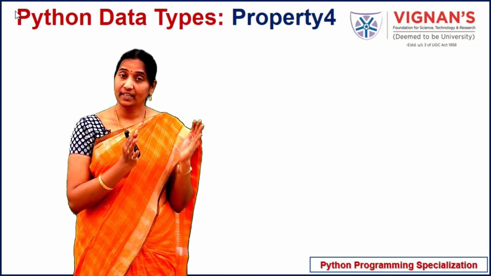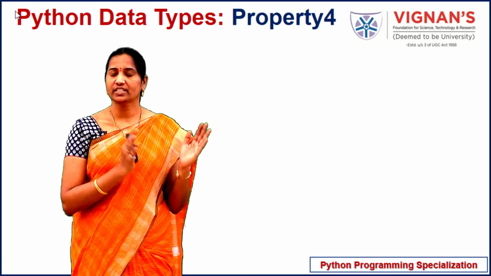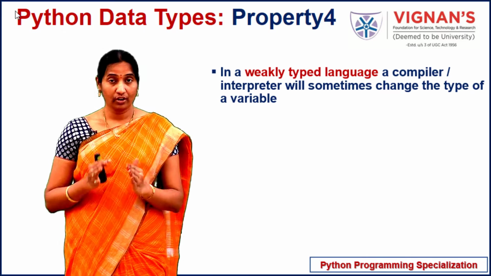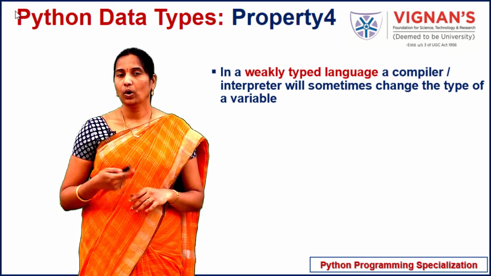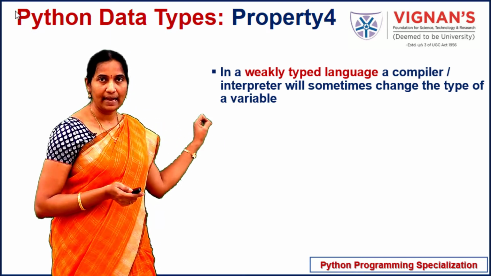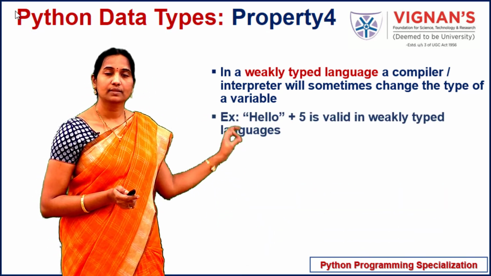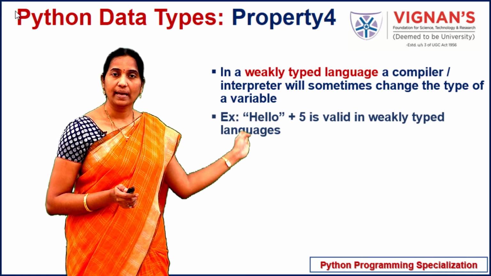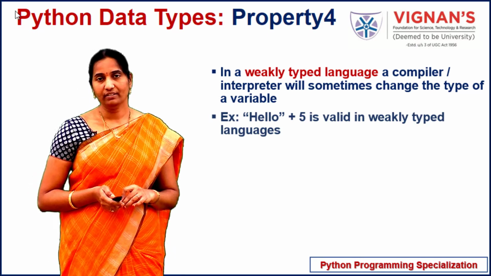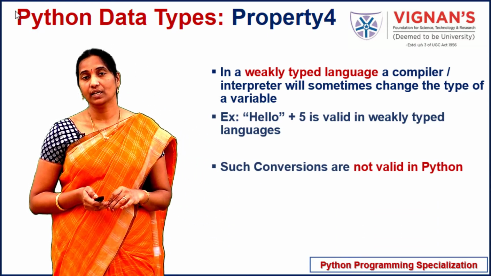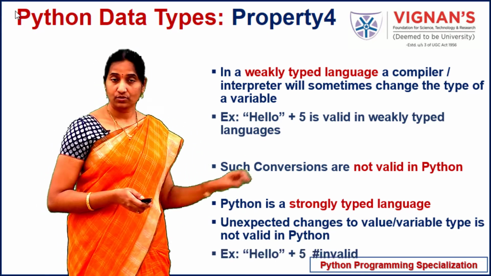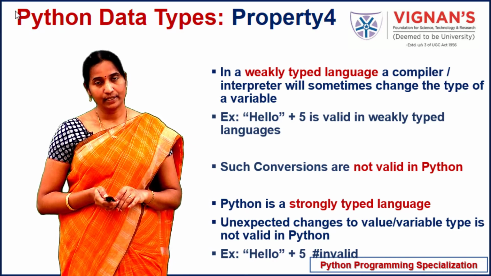So depending on whether the language allows unwanted changes in type conversions or not, languages can be considered as weakly typed languages or strongly typed languages. Python is a strongly typed language. In the case of weakly typed languages, the compiler or the interpreter allows unwanted changes in the type of the variables. For example, "hello" plus 5. In some languages this statement is valid. What happens here is "hello" is appended with 5 and the resultant "hello5" will be returned, which is an unwanted change. Such conversions are not valid in Python, because Python is a strongly typed language, as Python does not allow any kind of unwanted changes in the variable types. A string and an integer concatenation is not valid in Python.